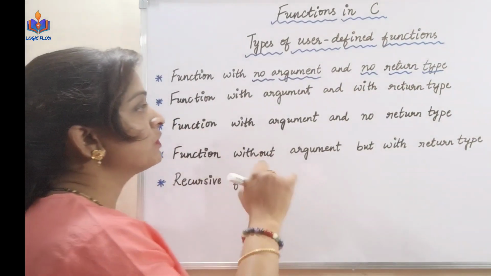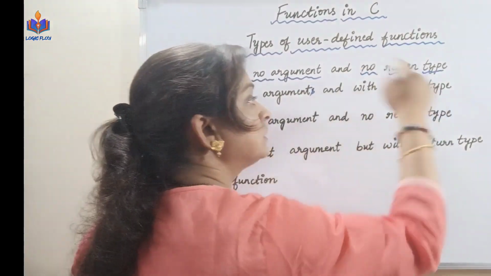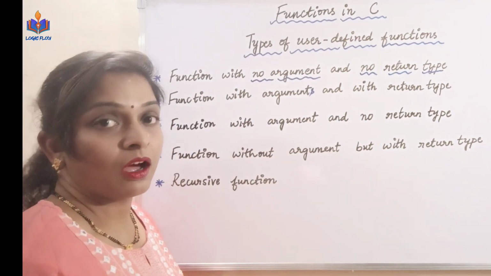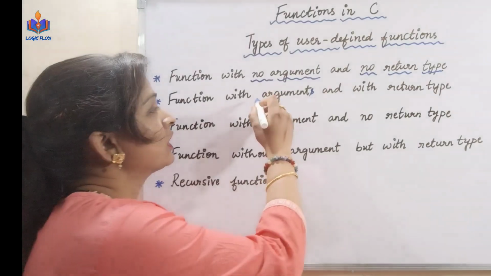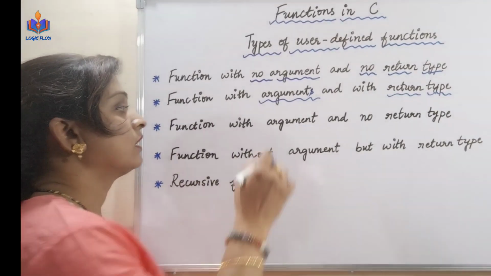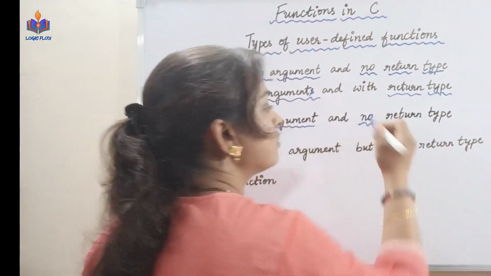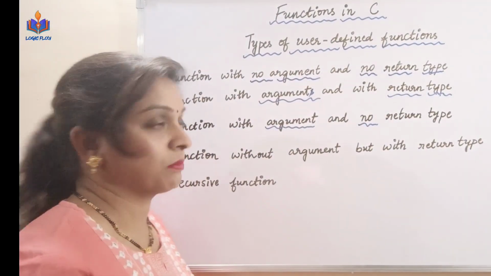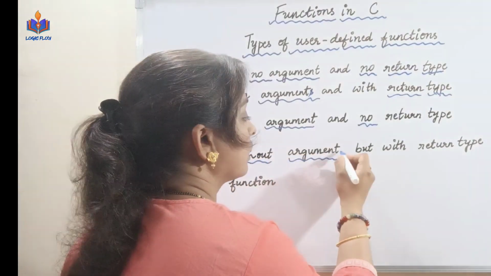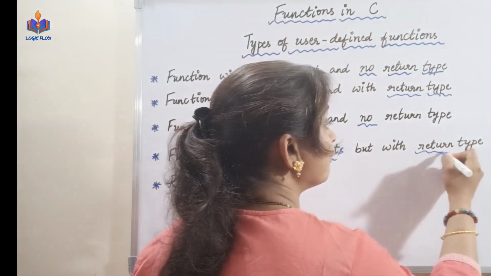Next, function with arguments. It can be 1 argument or 2 arguments, and with a return type. It takes input as well as returns some output. So function with arguments and with return type is the second type. Then function with argument, which takes the input but may not return any value, is the third type. Next, the fourth type, function without argument. No input, but it will return a value.